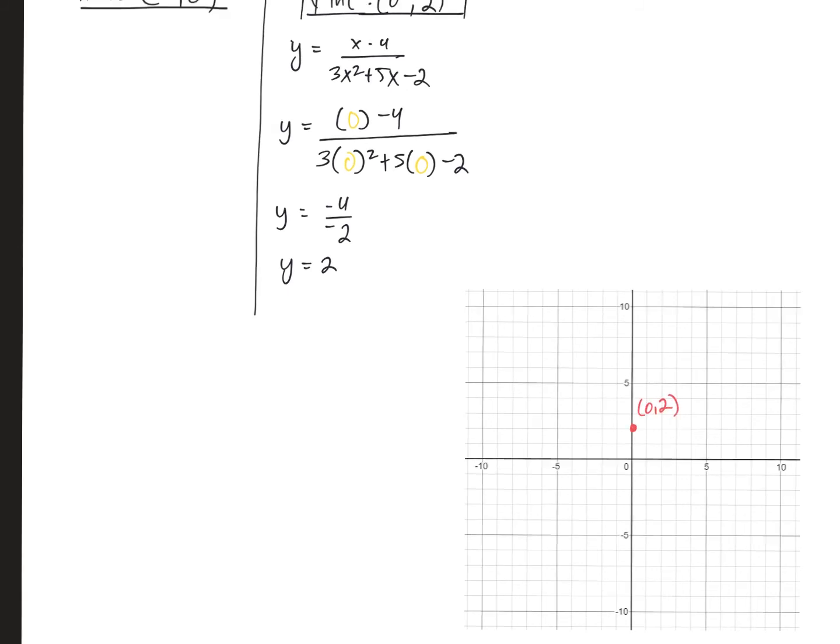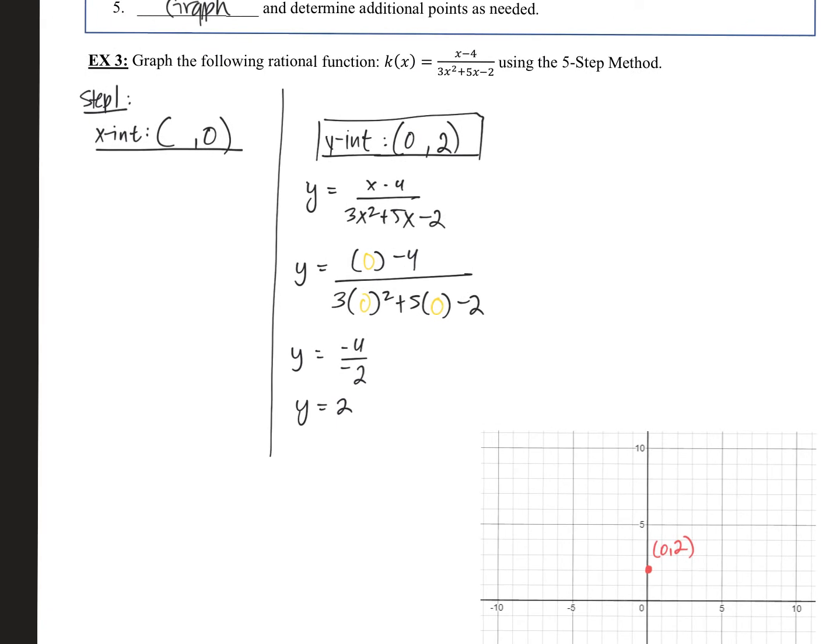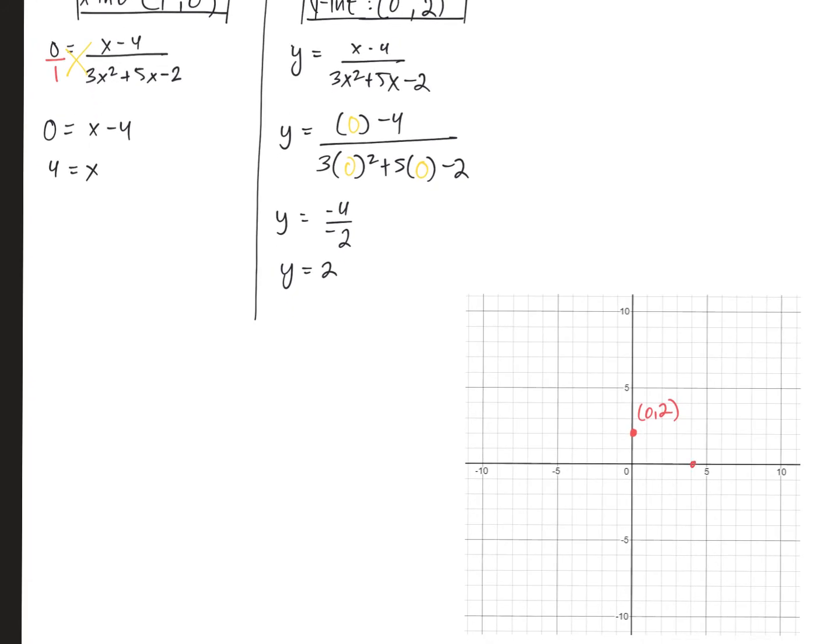All right. Now let's try to do the x-intercept. X-intercept, we're going to set y to 0. So that'll be 0 equals x minus 4 divided by 3x squared plus 5x minus 2. How are we going to solve for 0? Well, let's just put this over 1 and cross multiply. When we cross multiply, that long denominator cancels out and we're left with 0 equals x minus 4. So solving for x, we have 4 equals x. So my x-intercept is 4, 0. And I'll go ahead and graph that as well. So 4, 0. There we go.